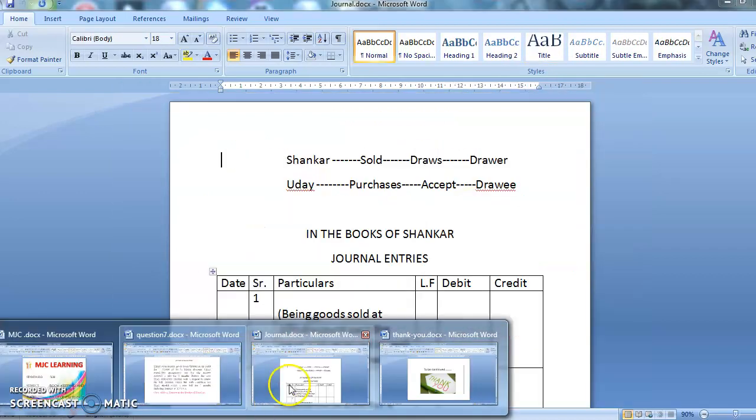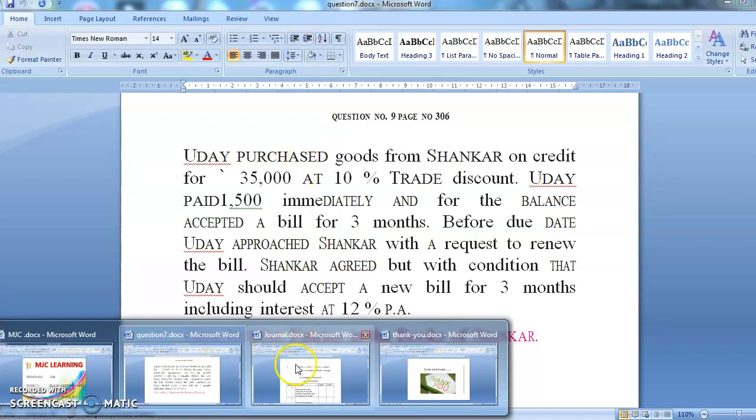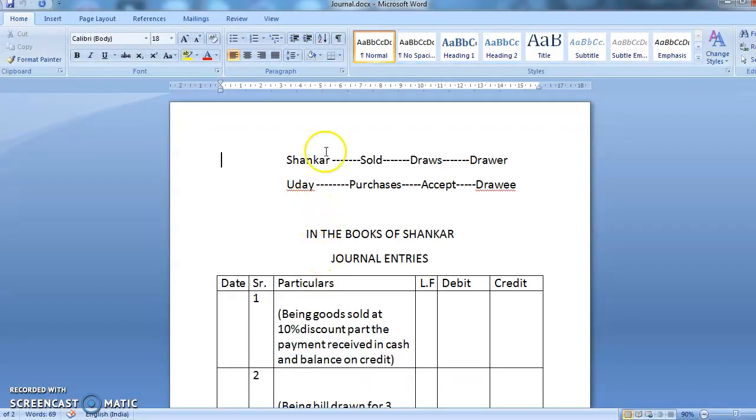Let me simply tell you how to remember this. See, Shankar has sold the goods, so Shankar has drawn the bill. So Shankar is a drawer. Uday has purchased the goods. He is accepting the bill, so he is a drawee. You know, when we are passing an entry, if it is in the book of the drawer, it is bills receivable, and when we have to pass the entry in the book of the drawee, it is bills payable.